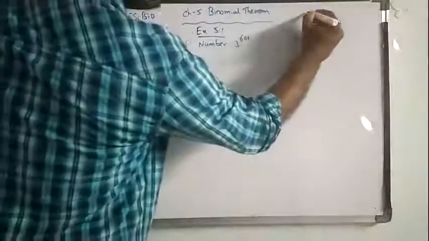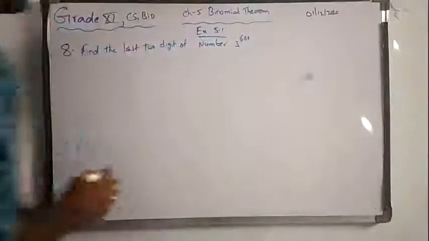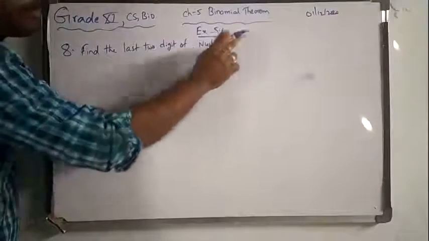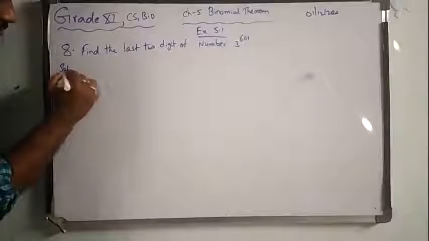Very good morning, students. Today we are going to learn exercise 5.1, question 8. Find the last two digits of the number 3 to the power of 600. So let us start doing the solution for this.